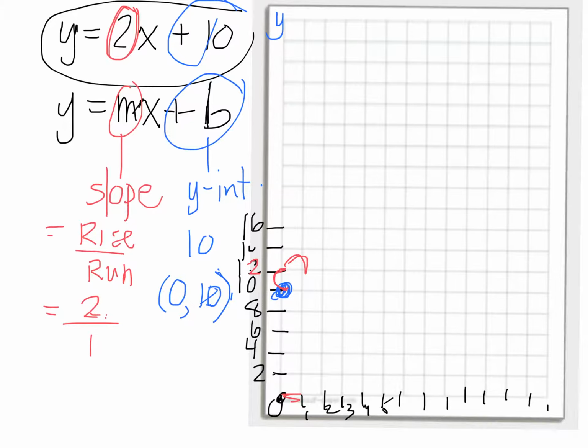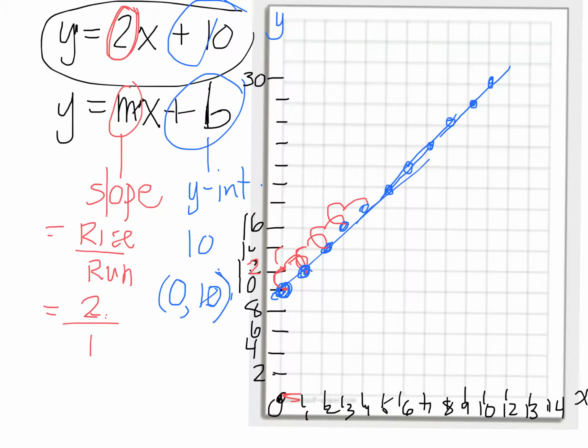So we're going to go up 2. And again, because my scale is counting by 2s, I only go up 1 square, even though that represents 2, over 1. So here's another point. Up 2 over 1. There's another point. Up 2 over 1. And there's my line.